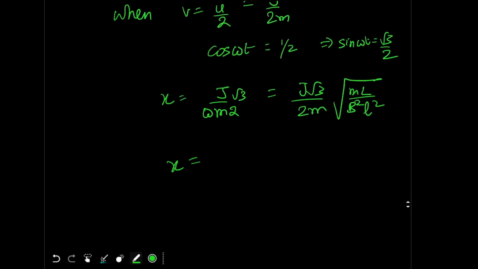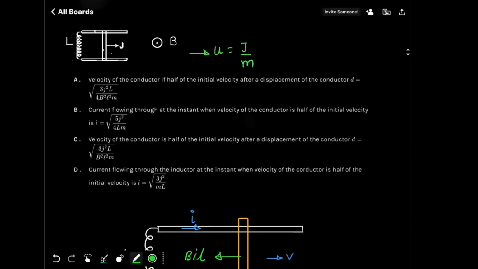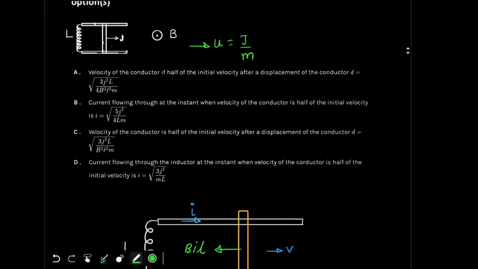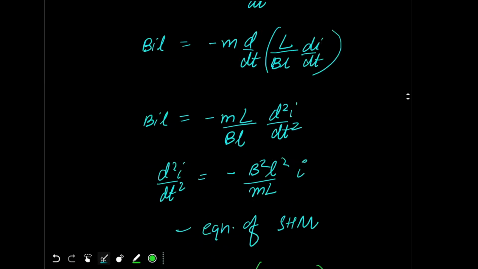So my displacement x is equal to under root 3J square L by 4 mB square small l square. So option A is obviously correct. Okay. So when velocity is half of the initial, this is my displacement. Now, what is the current flowing at the instant when velocity is half? So that is again easy.